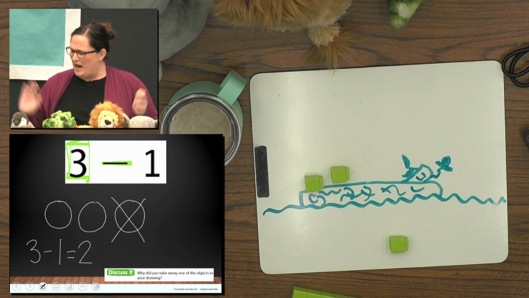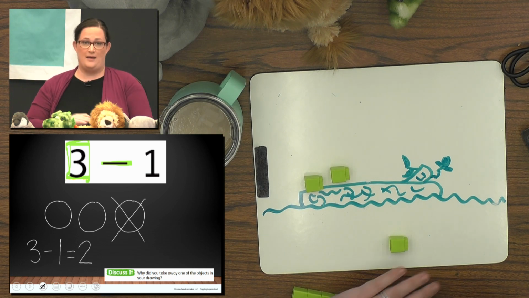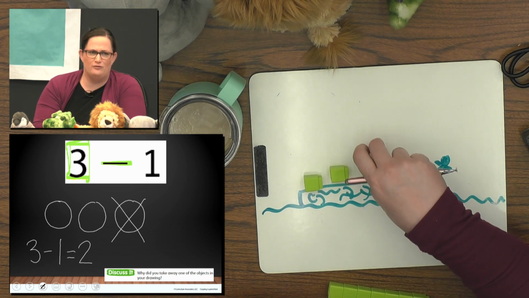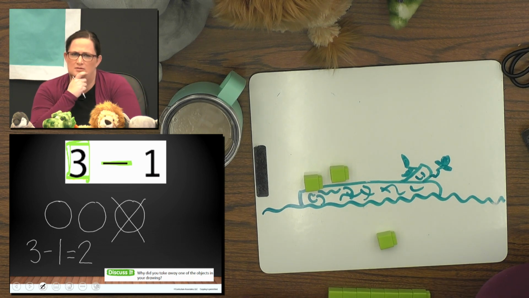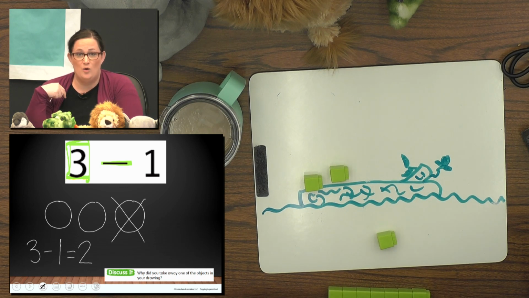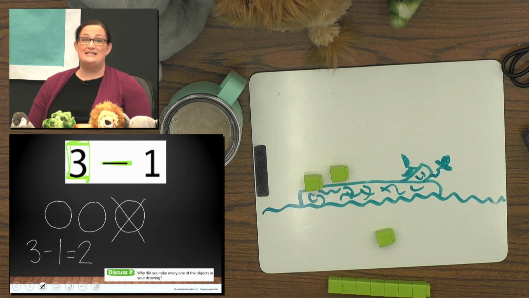It says, why did you take away one of the objects in our drawing? Why did we cross off one of them? Private think time. Why did we have the frog hop off? Why did we cross off one of the circles? Because subtracting means to take it away. In order to take it away, we have to cross it off or separate it from the group like we did with the frog.